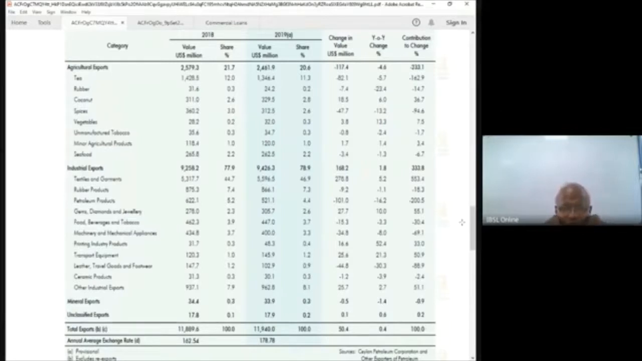Then food, beverage and tobacco, $447 million. Machinery and machinery plants, 400 million. Printing industry, 48. Transport equipment, leather and travel goods and footwear, ceramic products. Other industrial exports, 962 million. So of the industrial exports, remember, textile and garments dominate. This is the problem in our overall export sector.